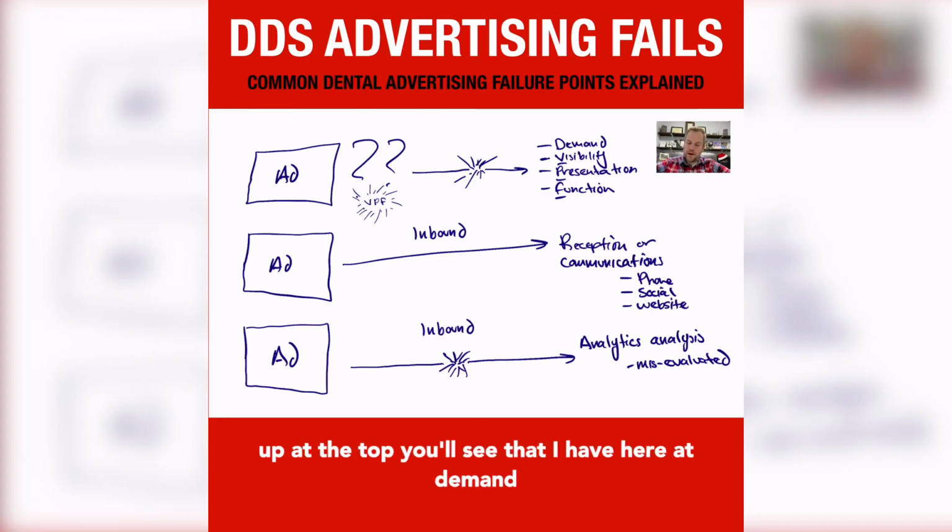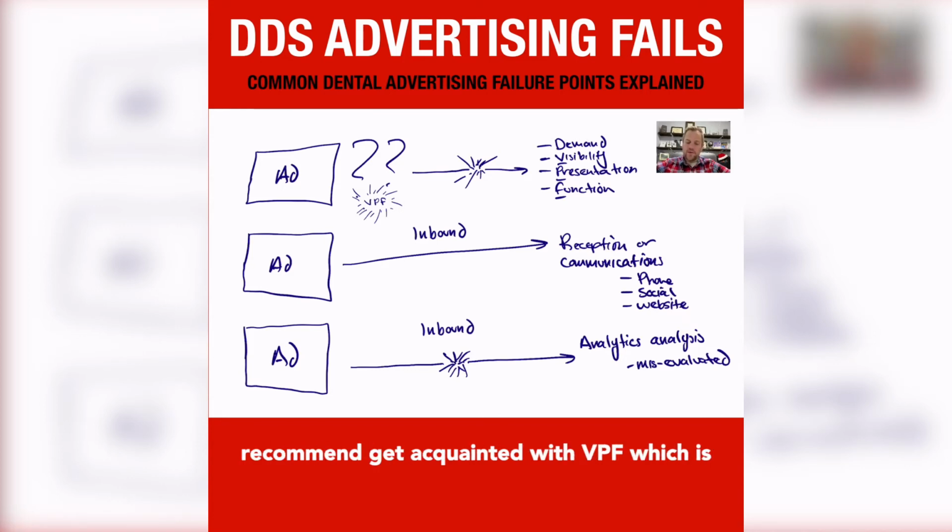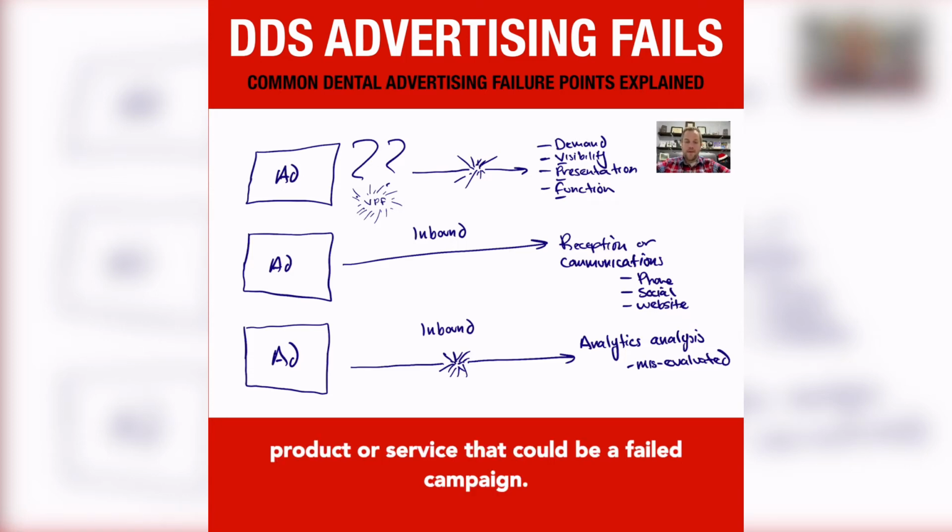This first point up at the top, you'll see that I have here demand, visibility, presentation, function. If you're familiar with my earlier content, which I highly recommend, get acquainted with VPF, which is visibility, presentation, function. I outline that in another video, and I've included a link to that below, just so you can get oriented on that. So what this means very simply is that you put out a campaign for a product or a service for your office, and let's just hypothetically assume there is no demand in your area for that product or service. That could be a failed campaign.